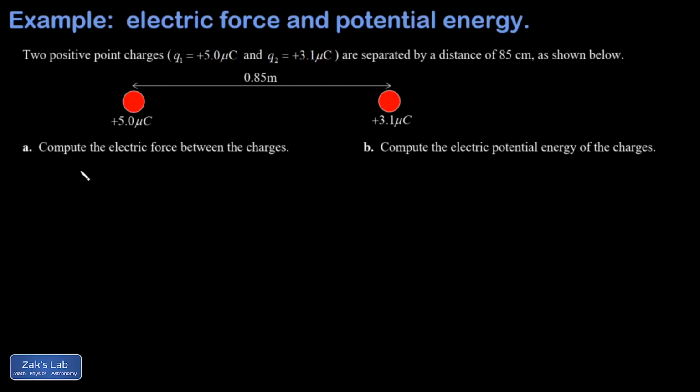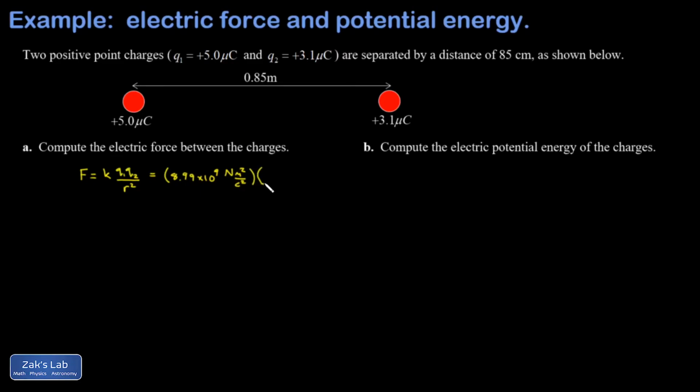In this video, we're computing the electric force and the potential energy between two positive point charges. So first we're going to get the electric force between these charges, and that's just given by Coulomb's law. K Q1 Q2 over R squared, where K is the Coulomb's law constant, and that's 8.99 times 10 to the 9th Newton meters squared per Coulomb squared. And we'll see why those units are what they are in just a moment.